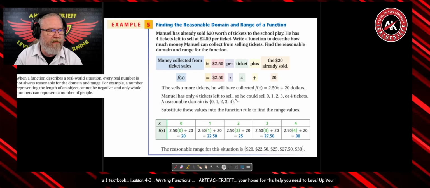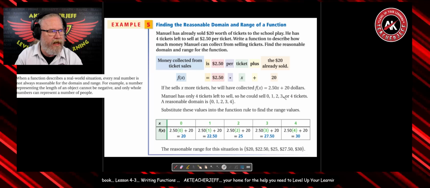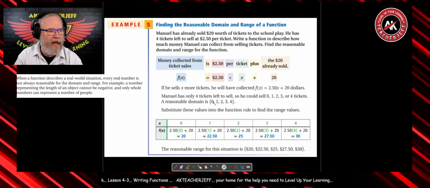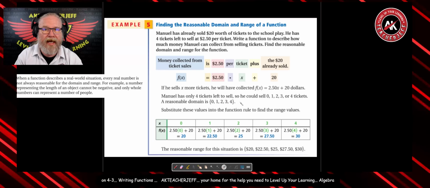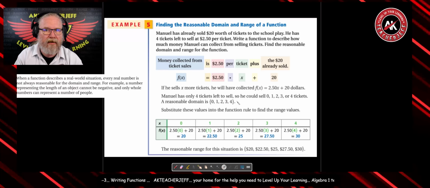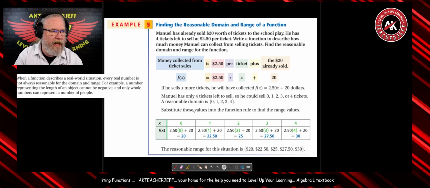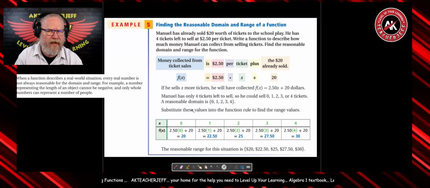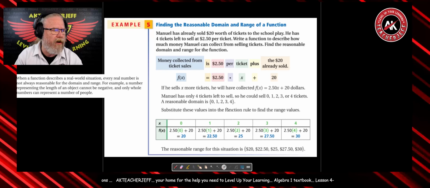Manuel has only 4 tickets left to sell, so he could sell 0, 1, 2, 3, or 4 tickets. All reasonable domains are 0, 1, 2, 3, and 4. That's a reasonable one. He can't sell 5 tickets because he doesn't have 5 tickets. He's only got 4 more. And he can't sell negative 20 tickets because, well, that wouldn't make sense either. So our domain, 0, 1, 2, 3, 4.